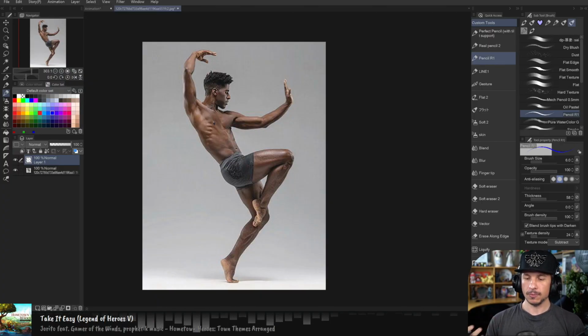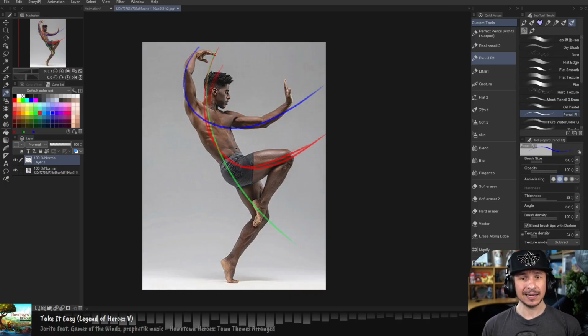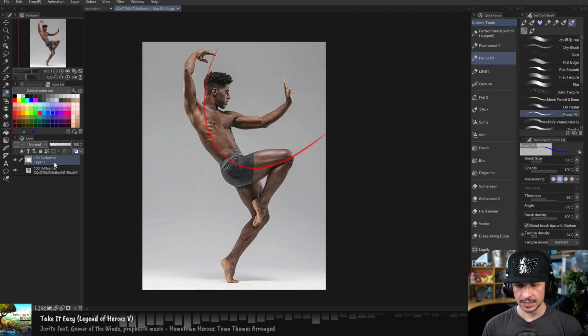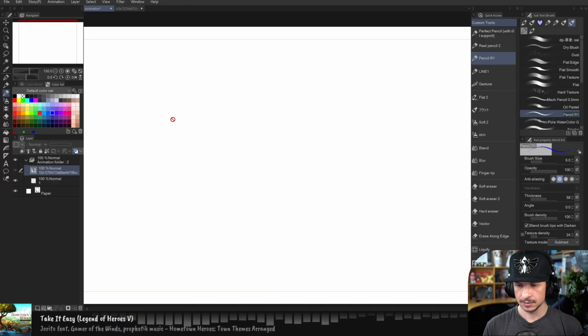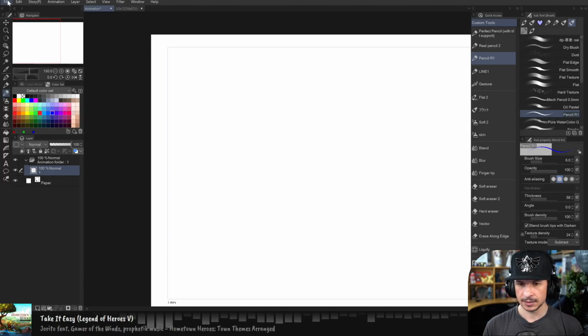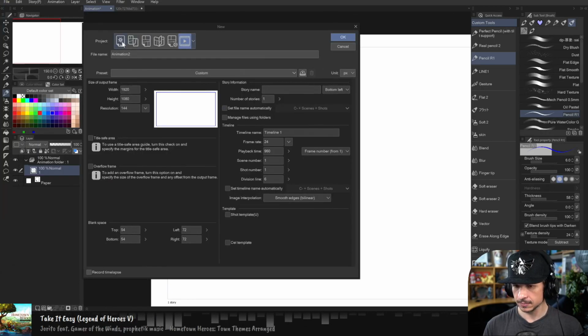So why is this helpful? Well, this gives us an idea of where we should exaggerate. How can we push our pose to be more dynamic if we were to redraw it? So let me just take this here. I'm going to copy it. And let's just do a new document here.